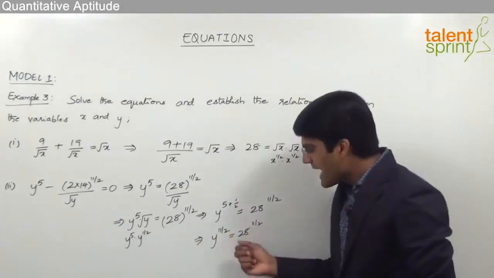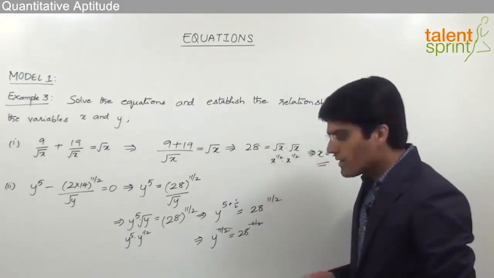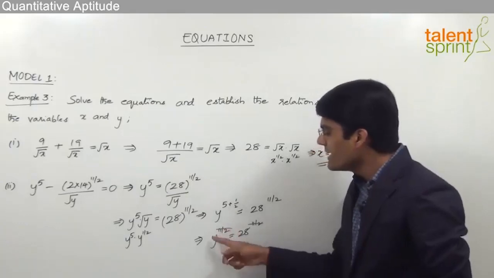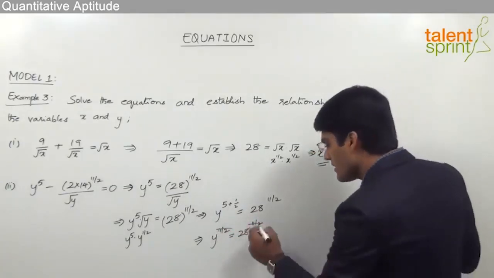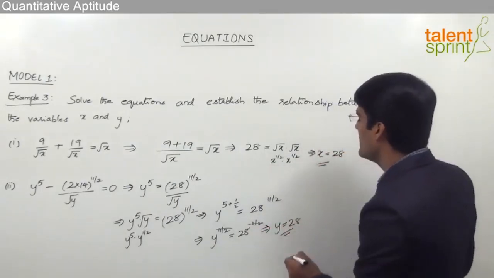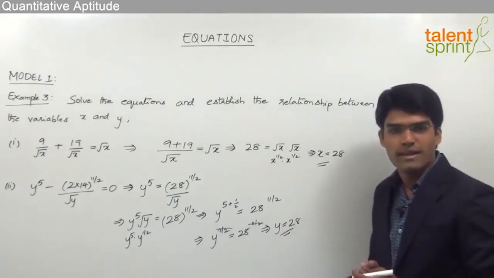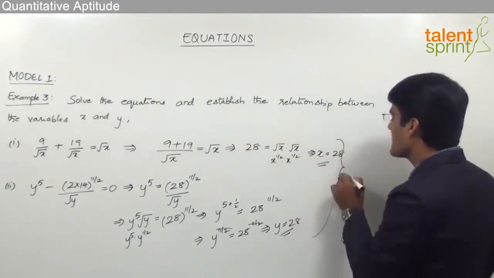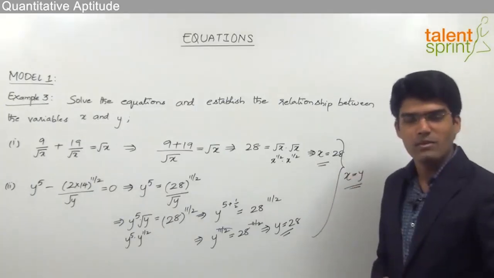So now we can say that 11 by 2 and 11 by 2 on both the sides get cancelled. Why? Because the bases are y and 28 and the powers are equal, so they can be directly cancelled on both sides. So here y will be equal to 28. As you can see, the variable x was 28 and the variable y is also 28. So the answer here should be x is equal to y. The variable x is equal to the variable y.